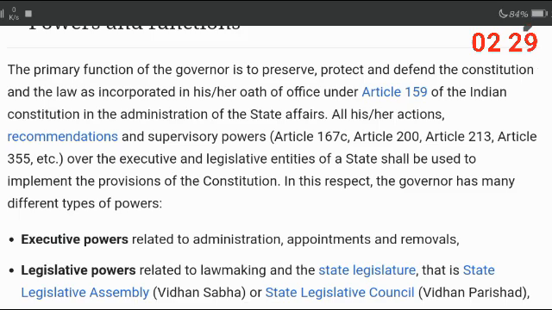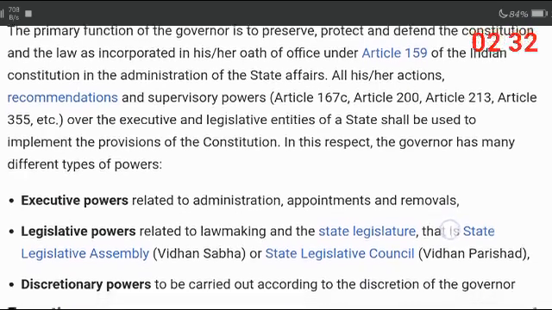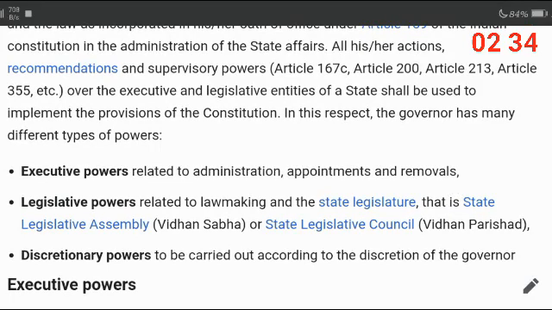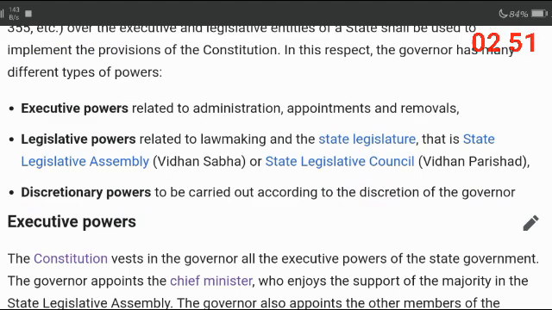In this respect, the governor has many different types of powers. Executive powers related to administration, appointments and removals. Legislative powers related to lawmaking and the state legislature, that is State Legislative Assembly, Vidhan Sabha or State Legislative Council, Vidhan Parishad. Discretionary powers to be carried out according to the discretion of the governor.